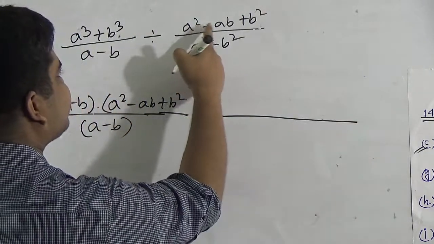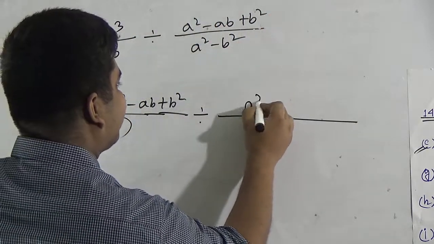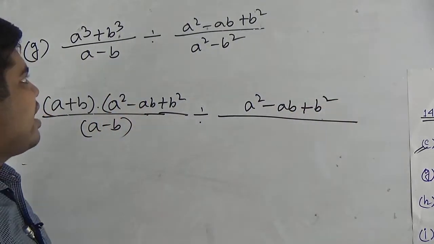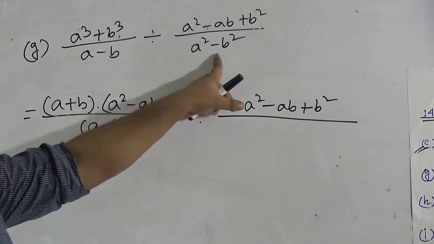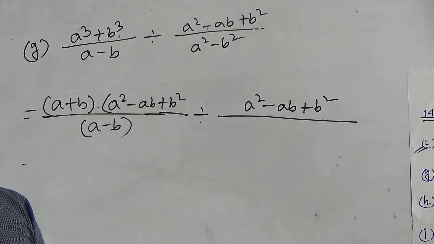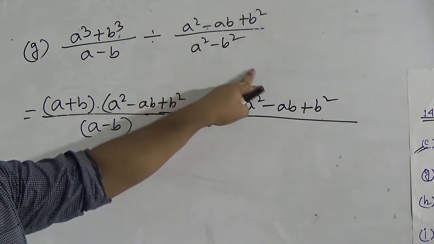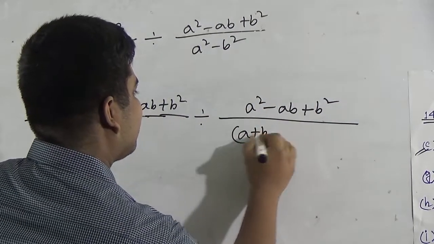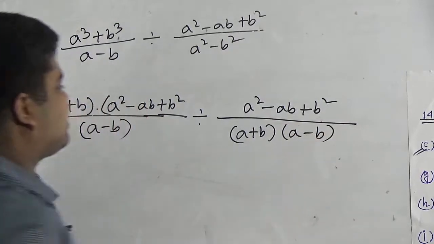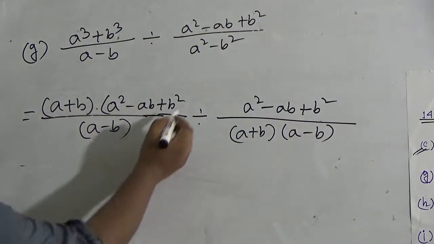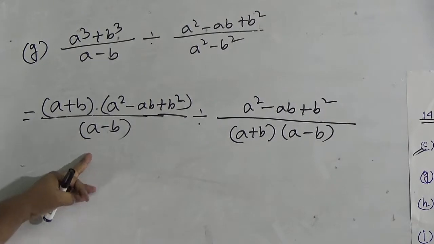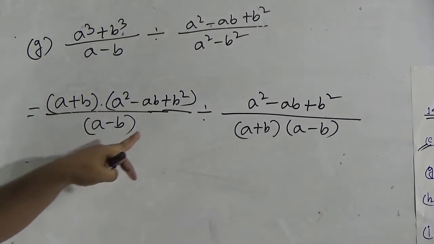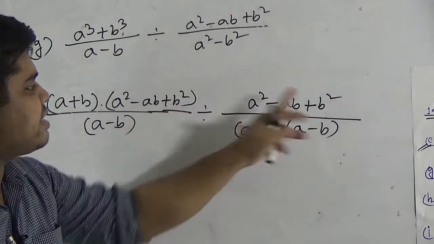After that, a square minus ab plus b square is already a factor, so we need not convert it into any further factors. Then for a square minus b square, we apply the formula a plus b into a minus b. Now we write a plus b into a minus b. My dear student, our first fraction gives this expression and the second fraction gives this expression.